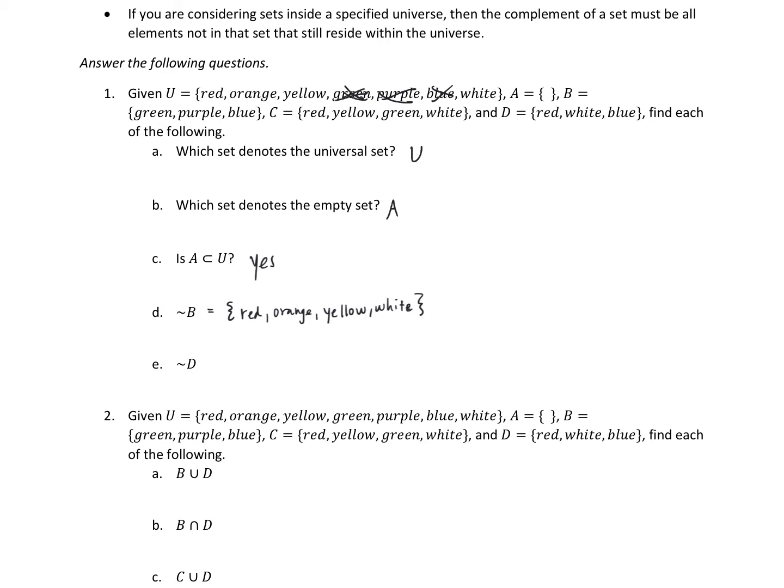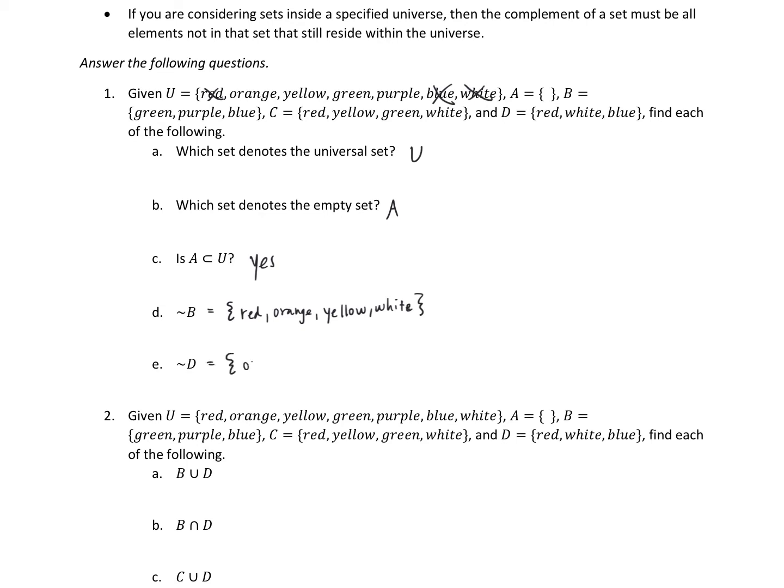Okay, and part E is the complement of D. So I'm going to erase these marks up here. I'm going to look at the universal set and mark out everything that's in D. So D is red, white, and blue. I'm going to cross out red, white, and blue. And whatever's left is the complement of D.